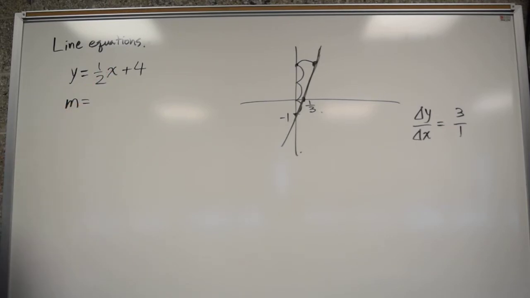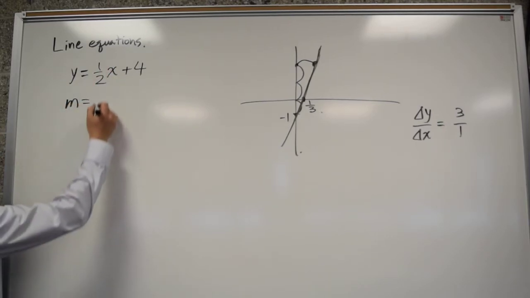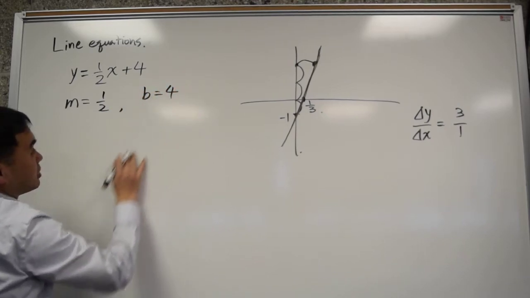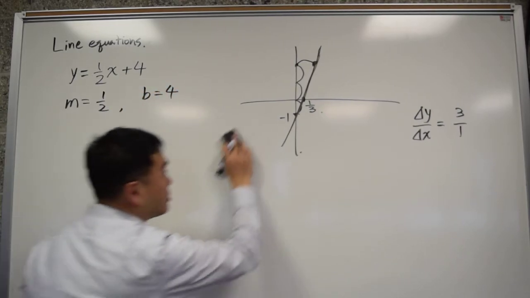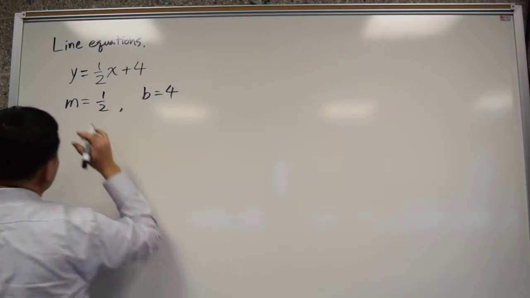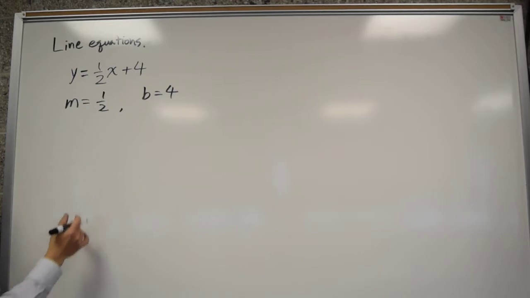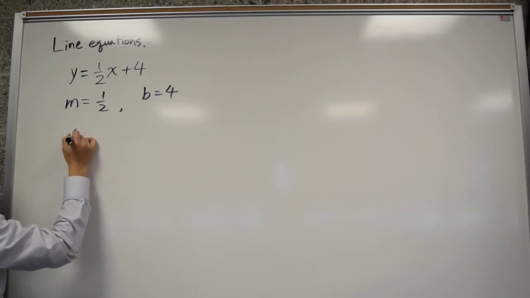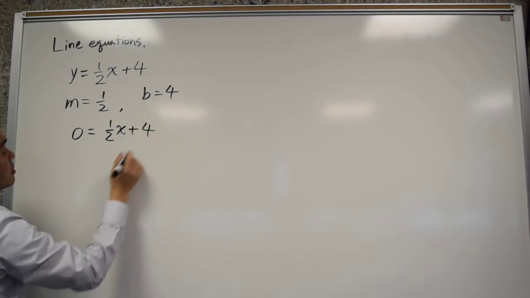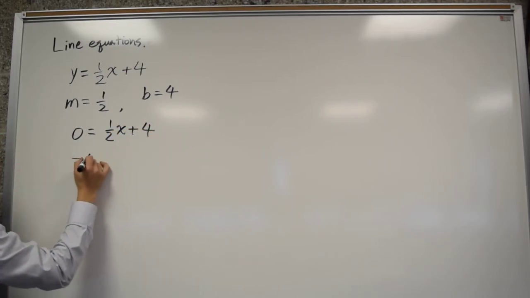Again, it's still in the slope-intercept form, so m is 1/2, and the y-intercept, or b, is 4. Let's mark this. b is 4. Now we want to find the x-intercept. To do that, we set y as 0. And then subtract 4 from both sides.